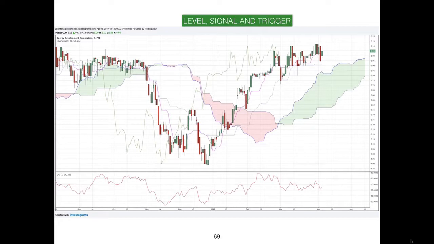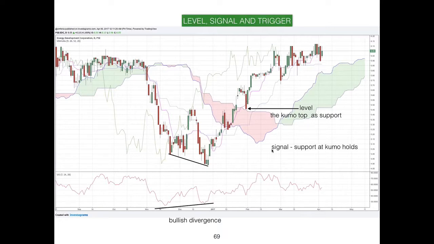So here's an example using the same EDC chart. After the bullish divergence here, you find the level, the signal, and the trigger. The level is the support line or the Kumo top, which is your new support after the breakout. So price went above the Kumo and retested the Kumo as the new support. So that is your level.